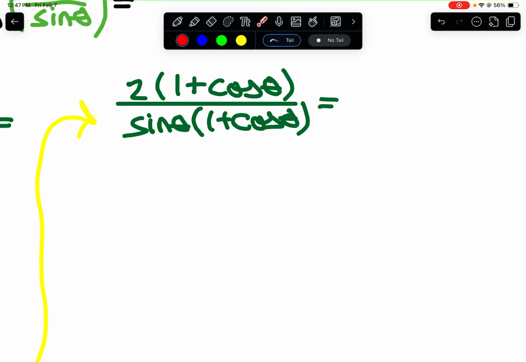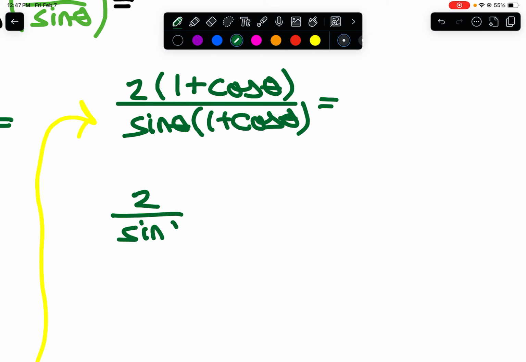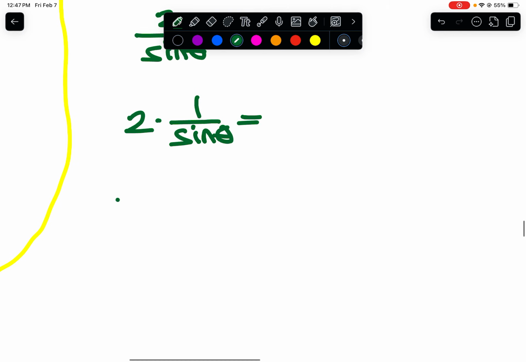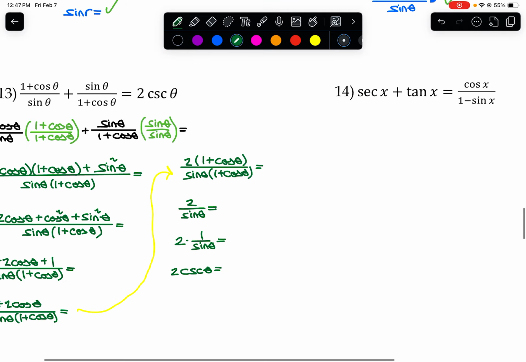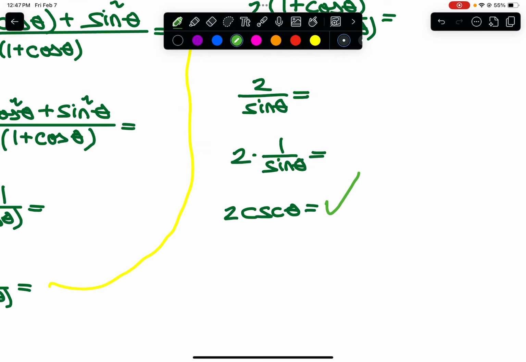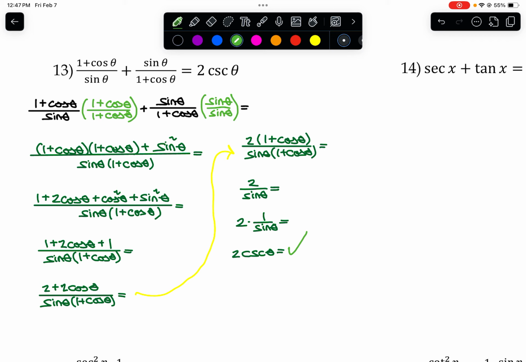All right, and then you look at your equation so far, and I have a 1 plus cosine in the top and in the bottom, so those are going to simplify. So I'm left with 2 over sine theta, which I'm going to kind of separate this a little bit. So that's 2 times 1 over sine theta, which 1 over sine theta is the same as cosecant theta. So we get 2 cosecant theta equals 2 cosecant theta. So we are good. That one's kind of a lot, but it was okay. Actually, it was a train wreck, and I'm exhausted.